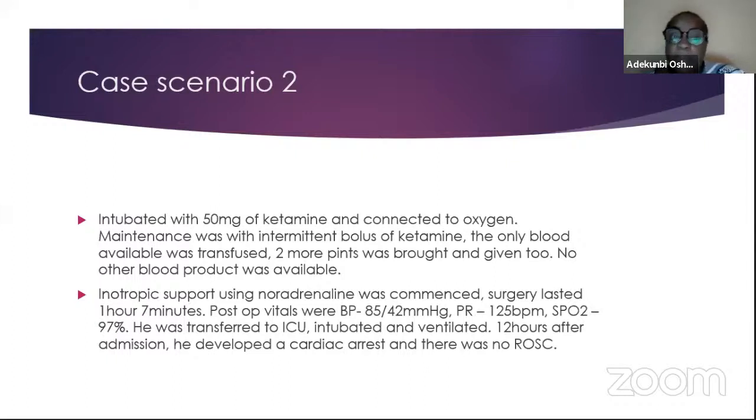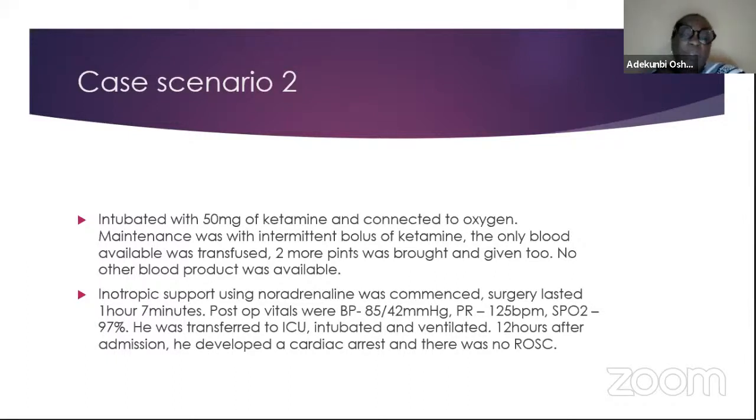The only blood available was transfused. Two more pints of blood were brought intraoperatively, and this was also given to the patient. No blood product was available. Of course, inotropic support was commenced. Adrenaline was available, so adrenaline was commenced. Surgery lasted 1 hour, 7 minutes.